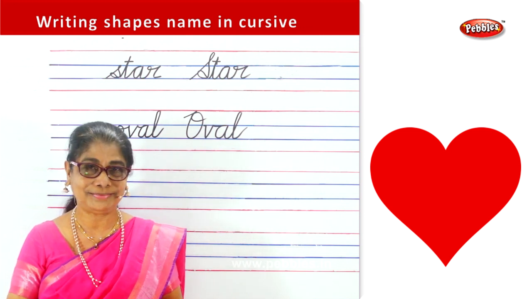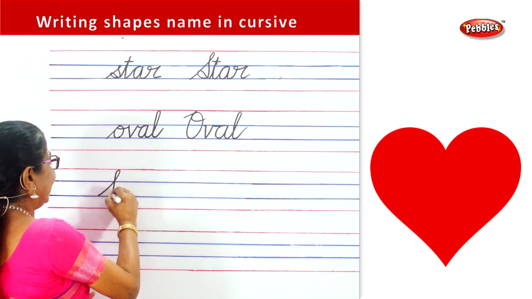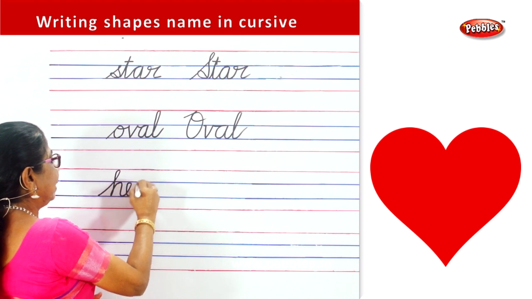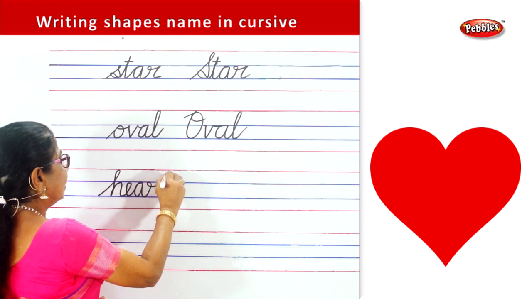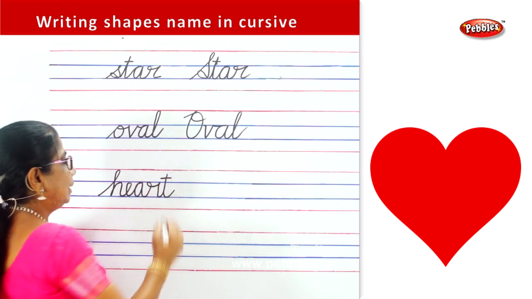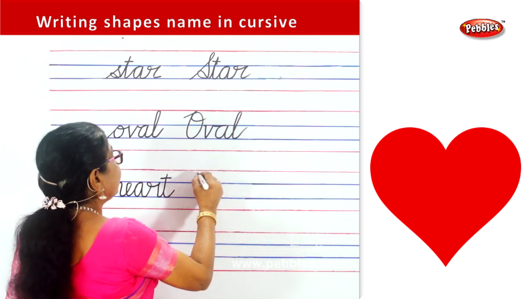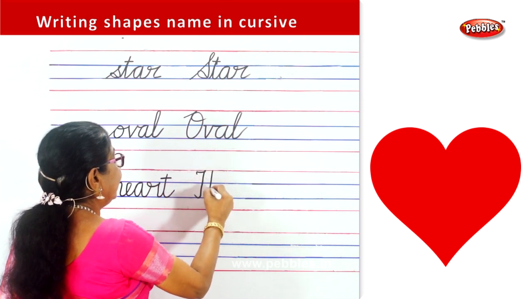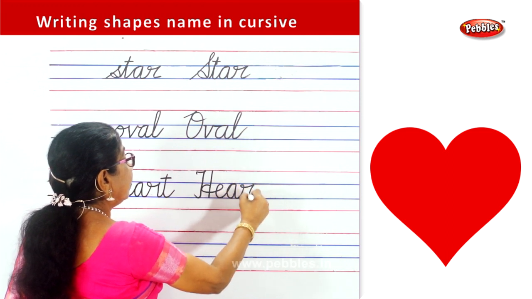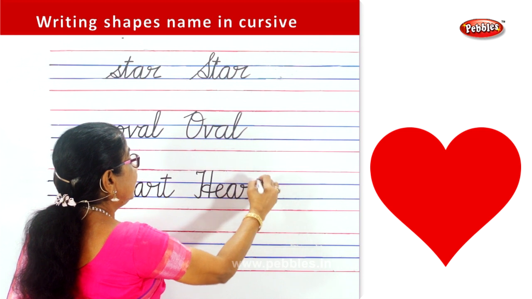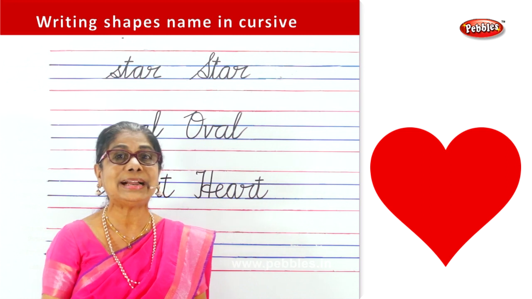H-E-A-R-T, heart. Let's write. H-E-A-R-T, heart. Let's write the H capital. H, E, A, R, T, heart. There's another shape that's called diamond.